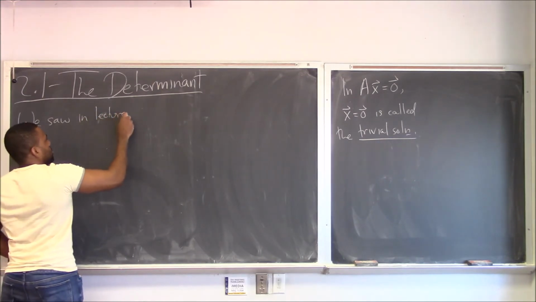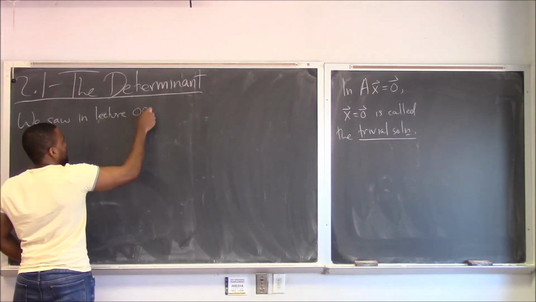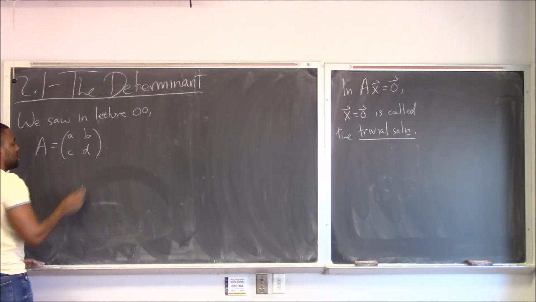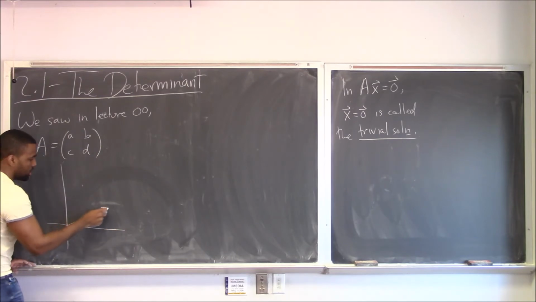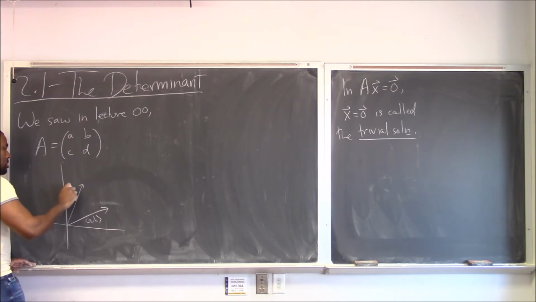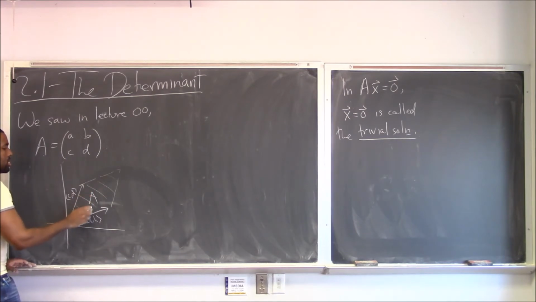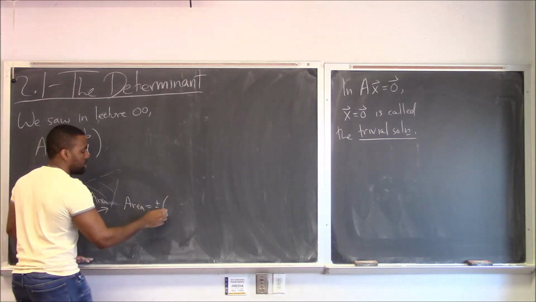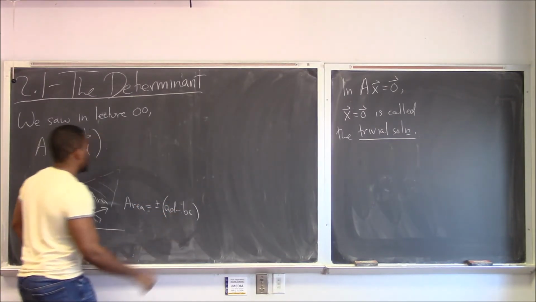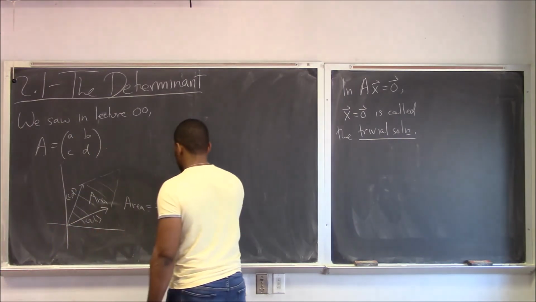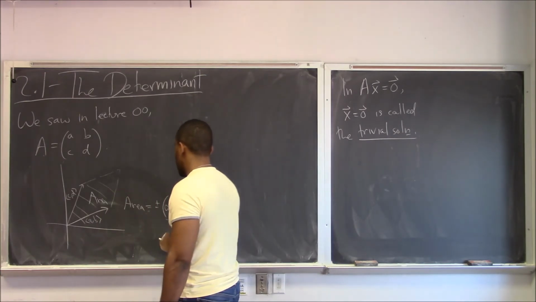I believe we spoke about this in maybe the second lecture. If we had the matrix A, which is a, b, c, d, and we took a geometric interpretation on the row vectors, we found that the area would be plus or minus this expression, ad minus bc, which is this times this minus this times that. And because that was such a nice expression, we gave it a name. We called it the determinant of A.